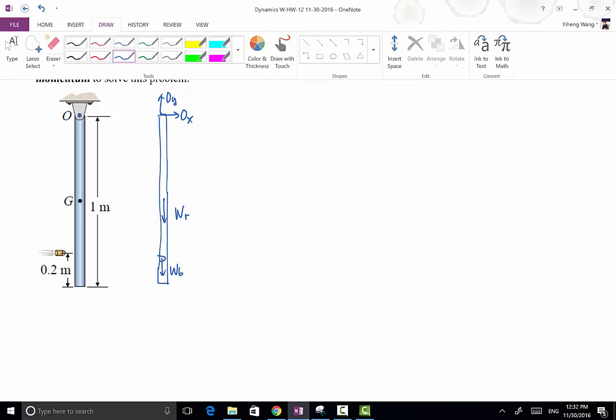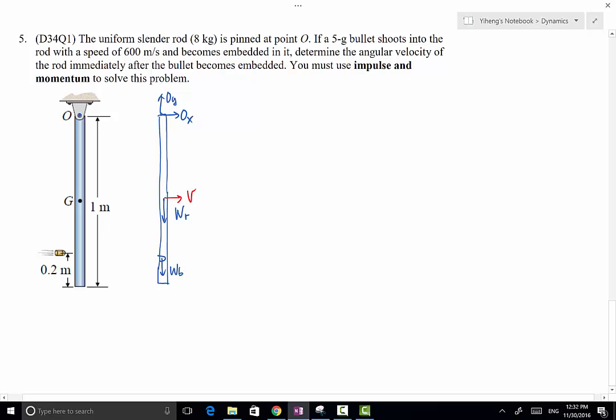And we will have linear velocity here. Let's call it VG, and also linear velocity VB2. This is the second state. Initially, VB1 equals 600 meters per second. So this is the VG2, second state. And also we have an angular velocity of omega. Let's call it omega 2 for state 2. Omega 1 is 0. Initially, this rod is at rest.